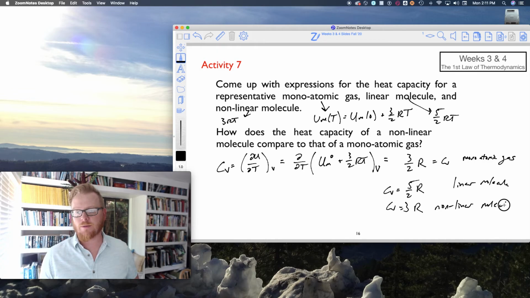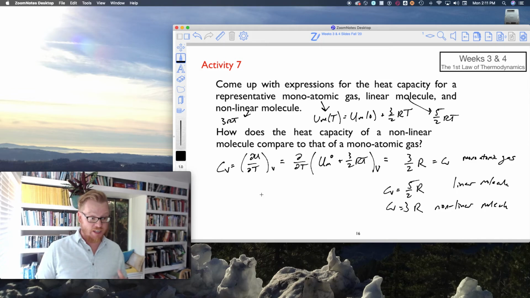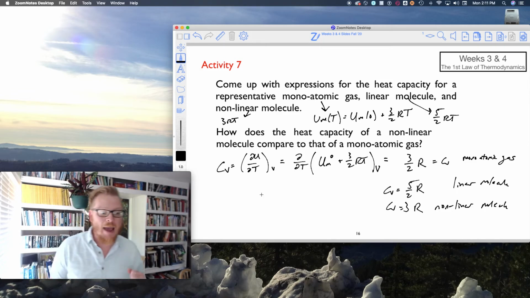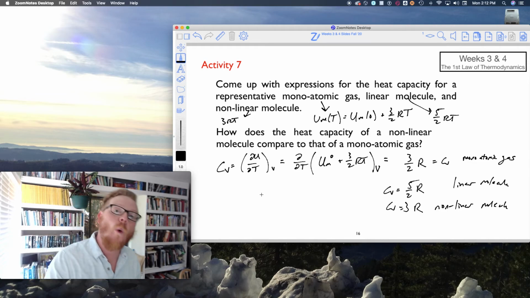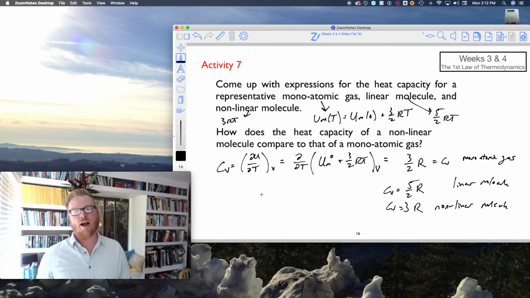Okay, how does the heat capacity of a nonlinear molecule compare to that of a monatomic gas? 2 times. It's 2 times the difference. And what does that mean? That means to get the same rise in temperature, a nonlinear molecule has to be supplied twice the amount of energy as a monatomic gas.